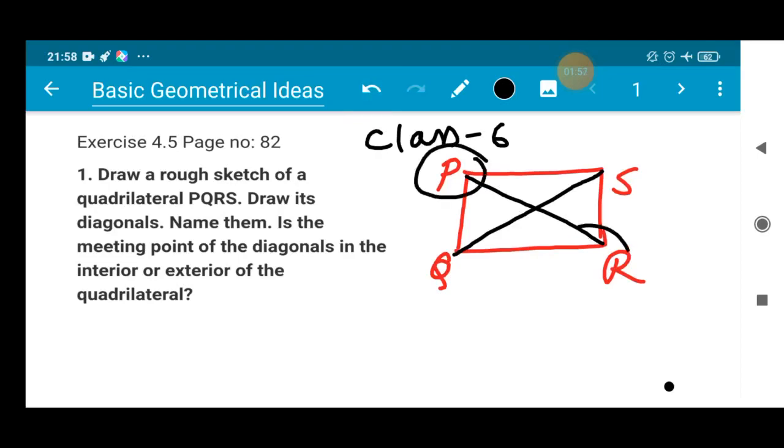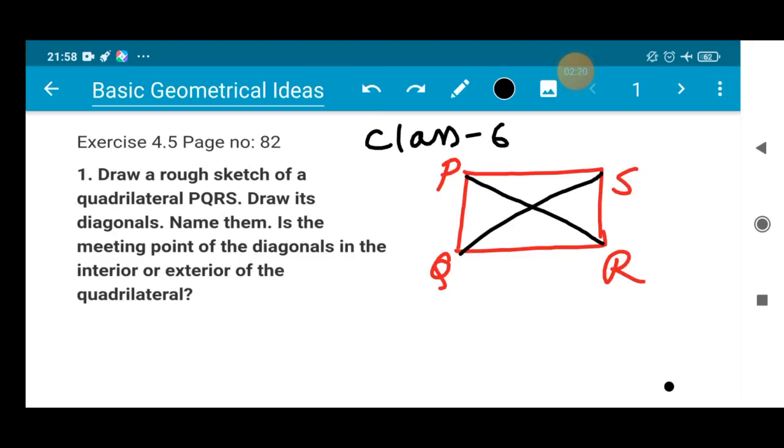It should always join two opposite angles, two opposite points. I hope you people understood that diagonals always connect two opposite points, not the adjacent points. Adjacent means P and Q, and opposite point means P and R here. So I hope you people understood. So these are the two diagonals.